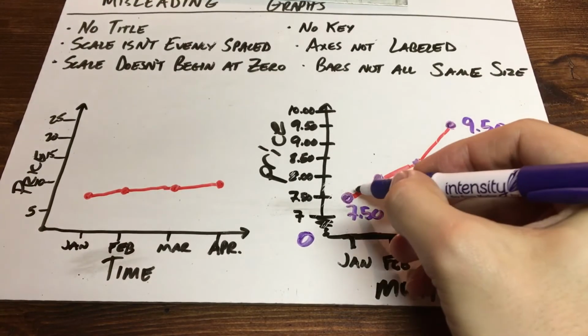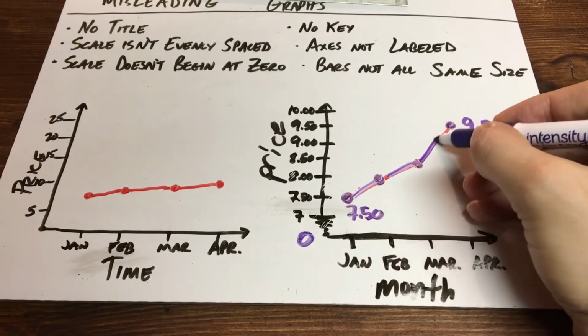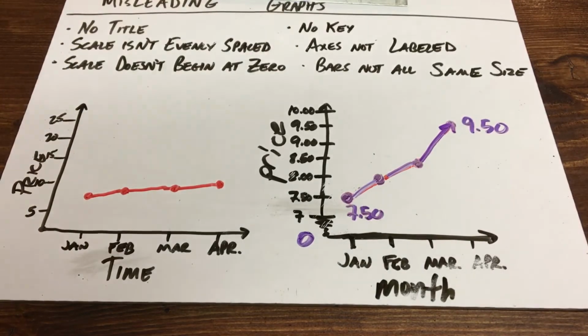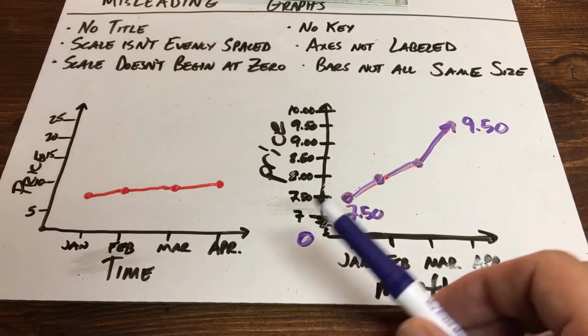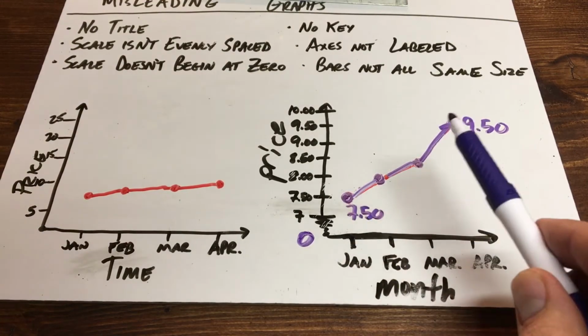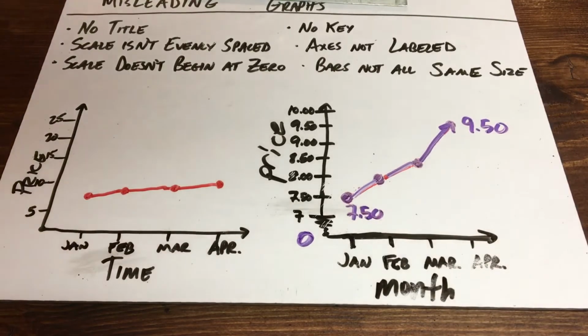But look what this graph does. It makes this thing look like it's shooting straight off the graph, right? Look how high that thing is going. This is a graph that someone would make to make you want to believe that the price of this is just really increasing by a great amount, right? But in reality, this is misleading.